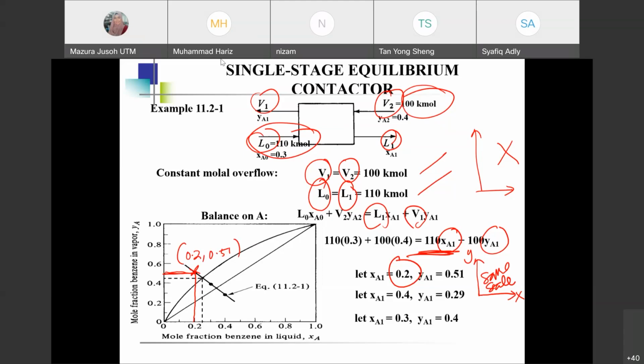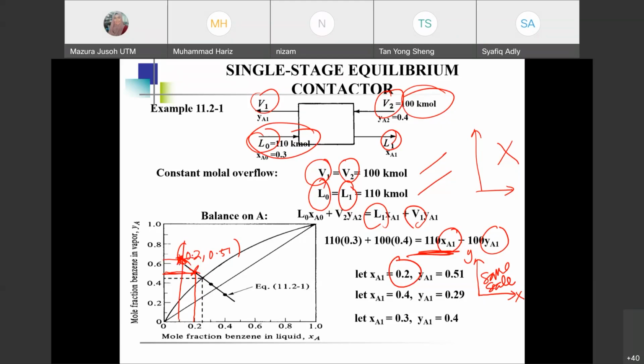Okay, so if I want you to take a value other than 0.2, maybe 0.18 or 0.15, a value that is easy for you to plot on the graph. So when your XA1 is 0.1, your YA1 is 0.62. That's Tan Yongsheng's point. So I want you to plot that point, Yongsheng, on your graph paper with X of 0.1 and Y of 0.62. So you will get 0.1 and 0.62 somewhere there. So that's going to be your point.